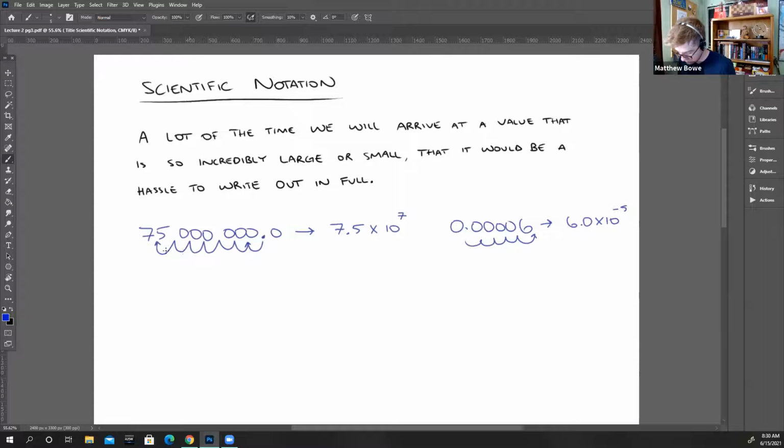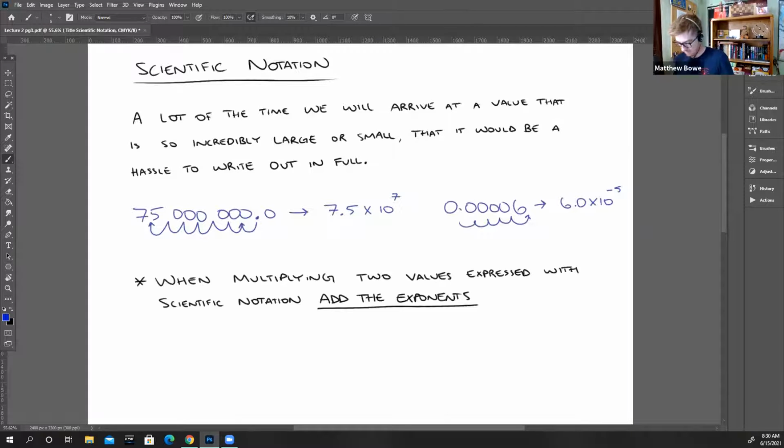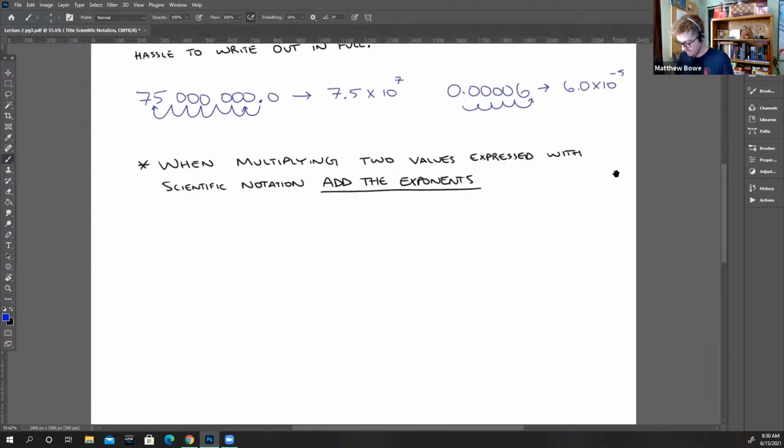And this one, I moved it to the left, so it's positive. That's just saying this is a large value, this is a small value. All right, some tricks about scientific notation: we can multiply two values together, and the exponents, the times 10 to the whatever, we will just add.